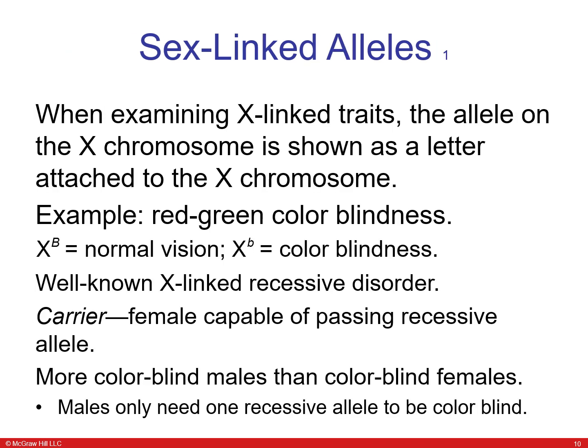When examining X-linked traits, the allele on the X chromosome is shown as a letter attached to the X chromosome. The example here is red-green color blindness. So X with a large B is normal vision, and X with a small b indicates color blindness. And this is a well-known X-linked recessive disorder. Females can be carriers, which means they have one mutant allele, but they still do not have color blindness. So there are more colorblind males than females.